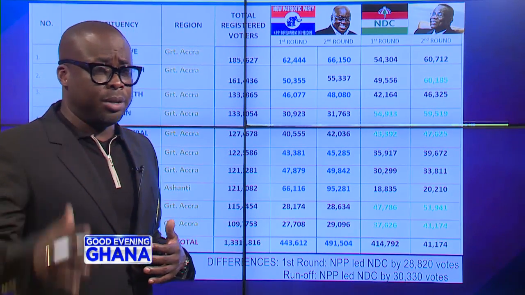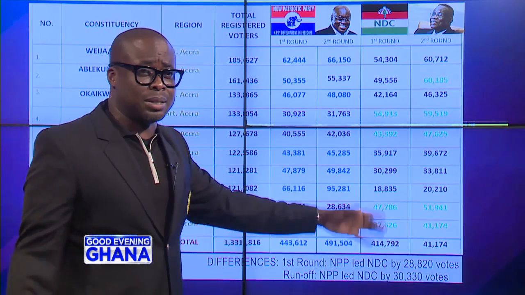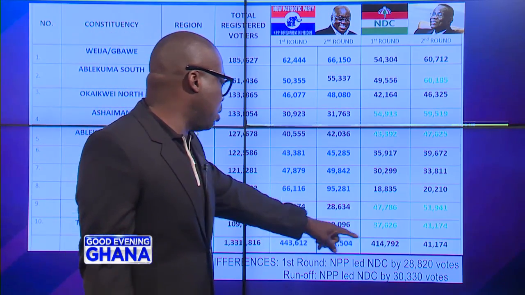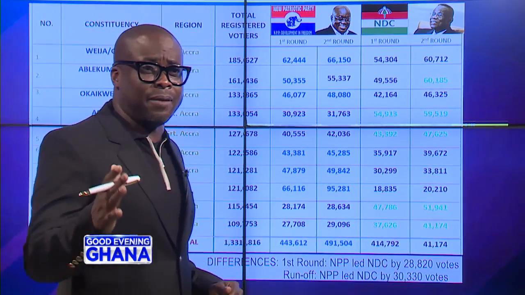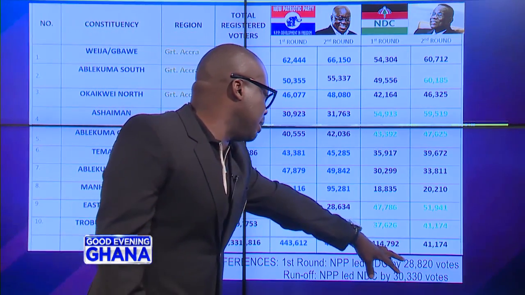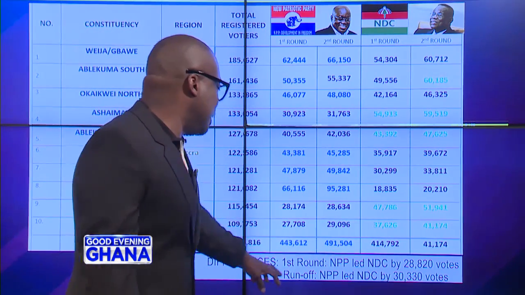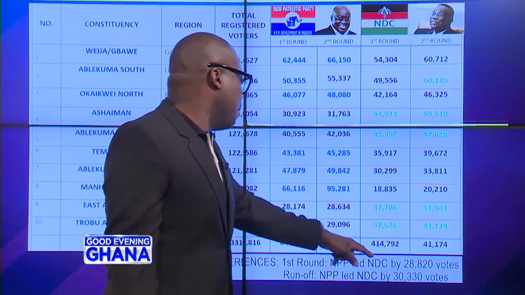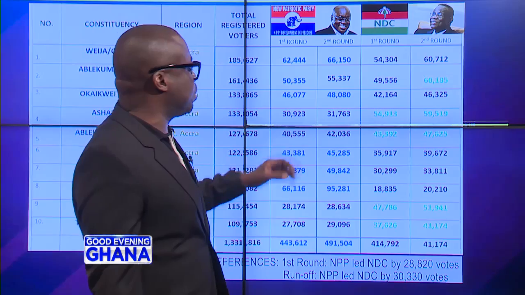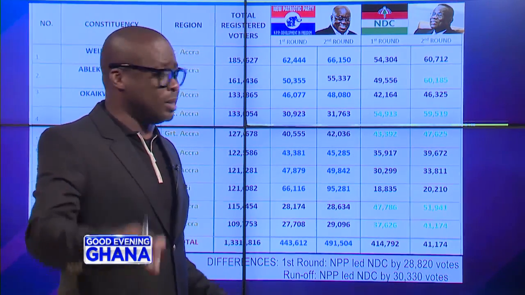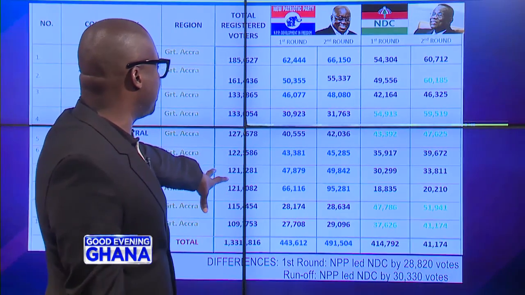And you know what that means over 2004. In 2004, John Kufuor was leading by 115,000 in the top 10 constituencies. But 4 years later, in the first round, the NPP's 115,000 lead in the top 10 constituencies has shrunk to 28,820 votes. And then in the runoff in the second election, the NPP still led by 30,000 votes, but in terms of the constituencies, it's split now. Professor Mills is picking 5 constituencies. Akufo-Addo is also picking 5 constituencies.